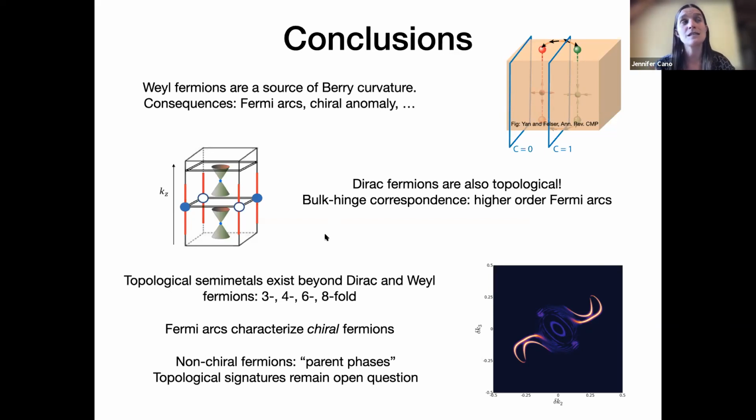I guess the other interesting thing to say that I didn't mention is that you can also have spin winding on these Fermi arcs. But yeah, I don't know if there's some nice analogy in the same way that Weyl fermions are a source of Berry curvature.